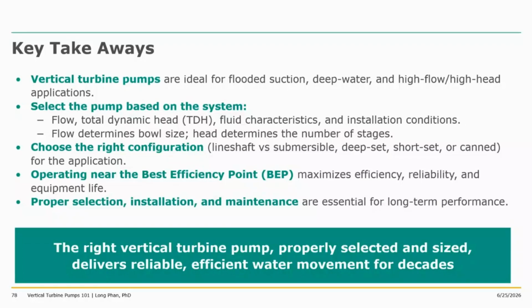We select pumps based on the system flow, total dynamic head, fluid characteristics, and installation conditions. Just a quick tip, the flow determines the bowl size, and the head determines the number of stages. We choose the right configuration, whether it's line shaft or submersible, two big categories there. Within the line shaft, you can have open line shaft, enclosed line shaft, deep set. These are just terminologies for vertical turbines for the application. And we want to operate our condition near the BEP, or the best efficiency point, to maximize efficiency, reliability, and equipment life.